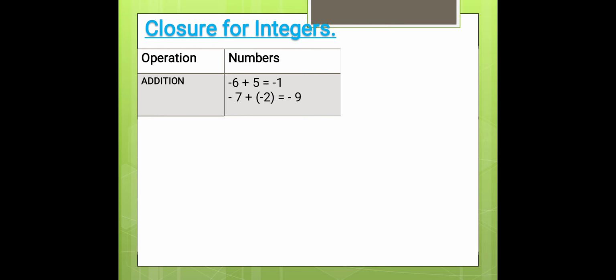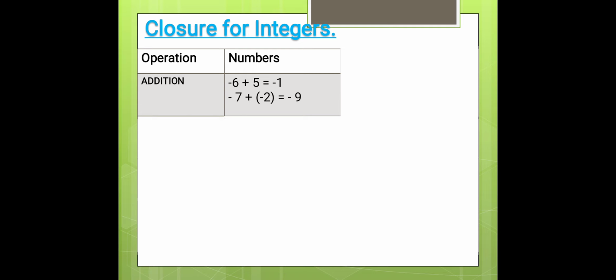So let's check closure for integers under all four operations. First, we begin with addition. Let us check closure for integers under addition and add two integers. Negative 6 plus 5, the answer here is negative 1, which is an integer.